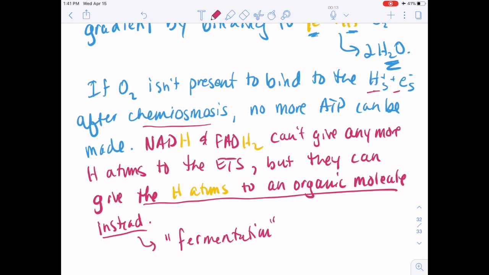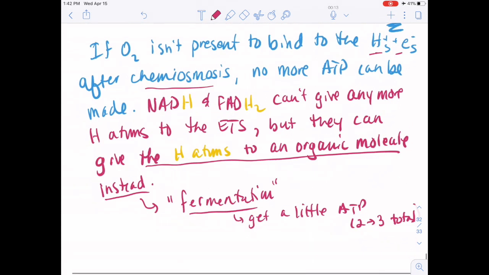And here's the deal with fermentation. You get a little ATP, like 2 or 3 total out of that. None of this 30 from 10 NADHs and 4 more from FADH2s. You just get 2 or 3 total. You get a little bit of ATP from that. But it's kind of like a last-ditch effort for your cells if your heart can't keep up with the demand of running a marathon.